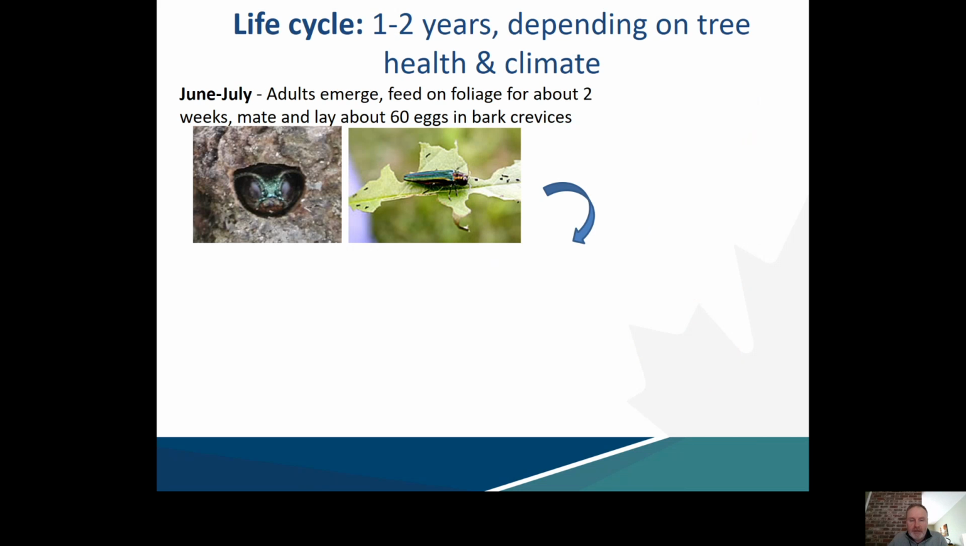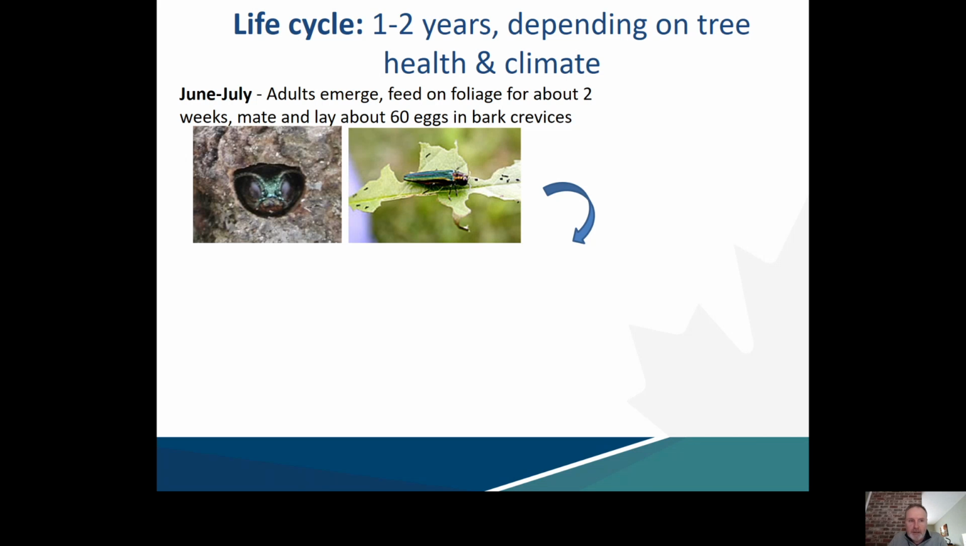The life cycle of EAB can be 1 or 2 years, depending on the tree health and the climate. So in colder climates, EAB will take 2 years to develop. And the same goes for in healthier trees. In early infestations, EAB will generally take longer to develop, and more of the population will take 2 years. In warmer areas and in trees further in decline, the life cycle will be more typically 1 year.